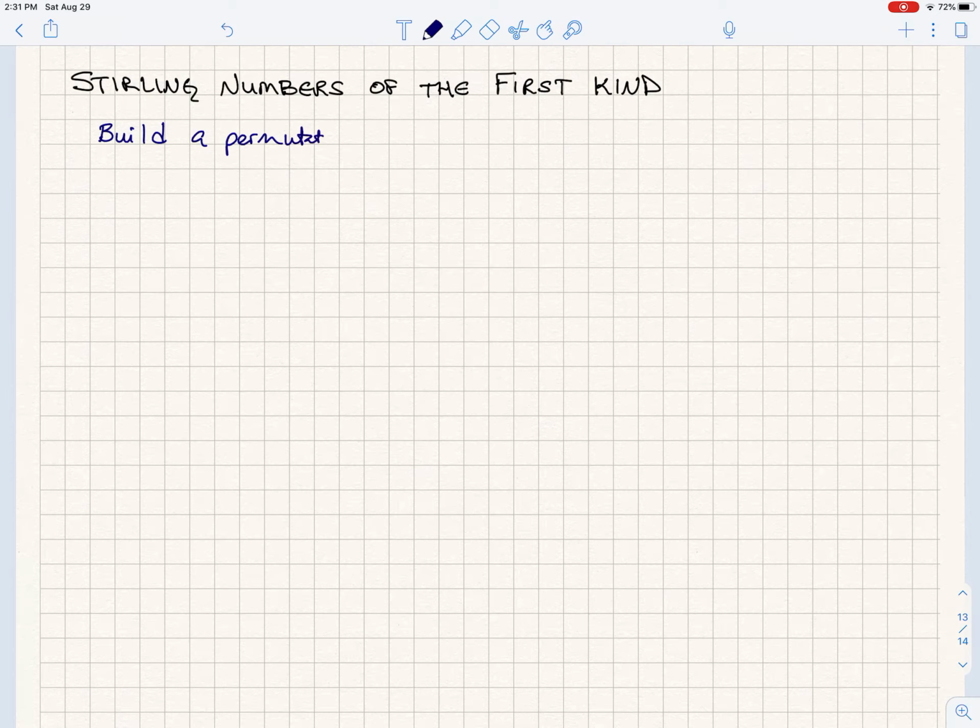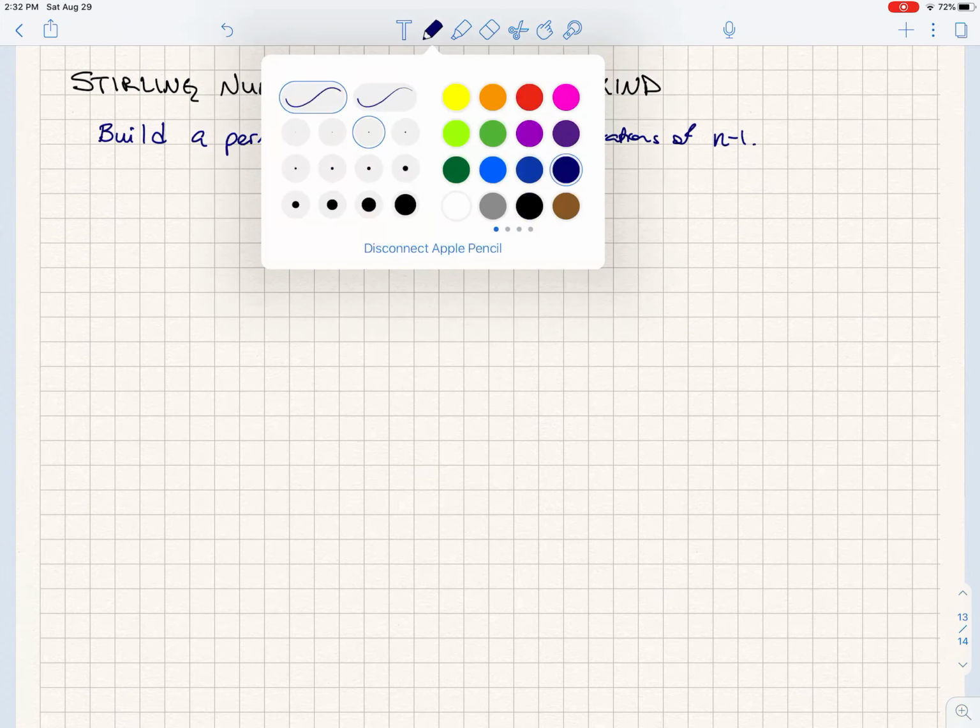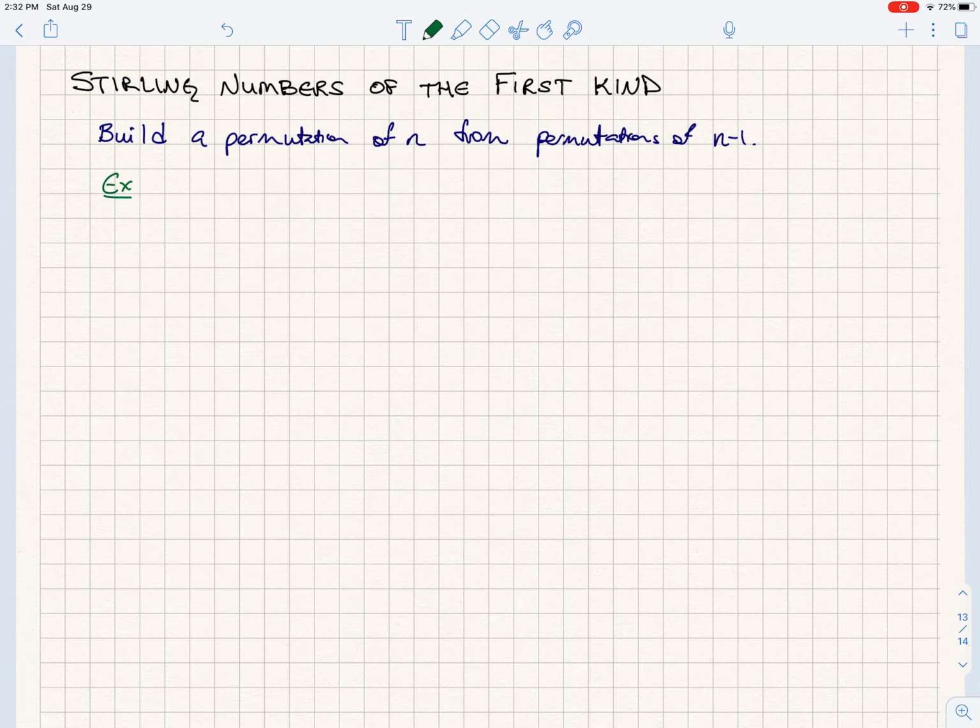So build a permutation of n from permutations of n minus 1. And this is how we get a recurrence relation for S_n. So if we think about having a permutation of n, let's do an example, and we'll let n equal 8. What's a permutation of 8? Well, I'm going to write it in one line notation for this example: 5, 2, well, let's make it 8, 2, 3, 6. So that's a perfectly good permutation.